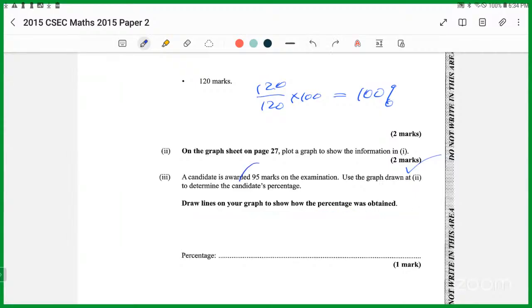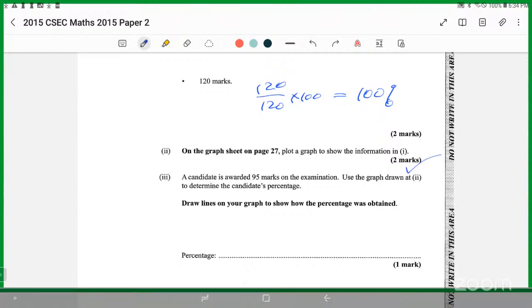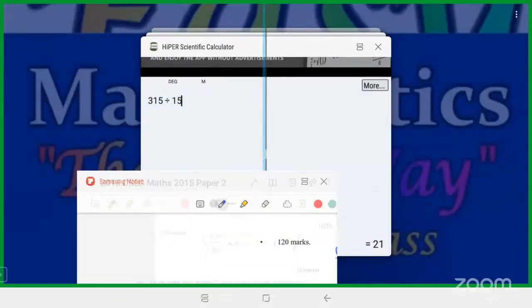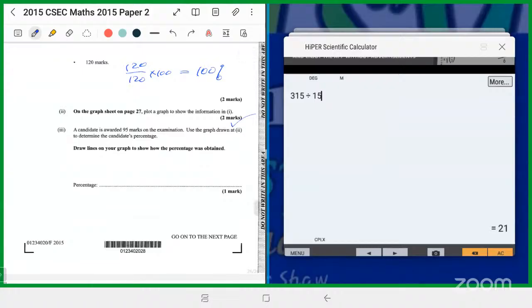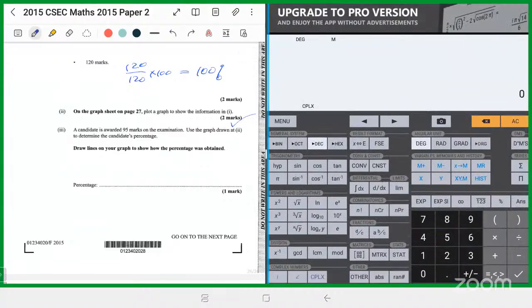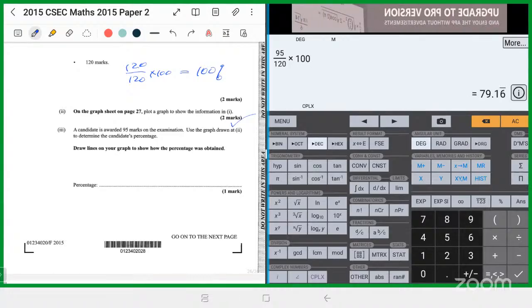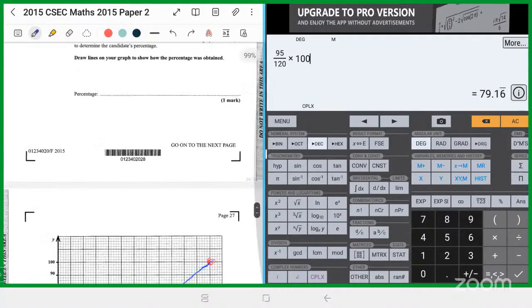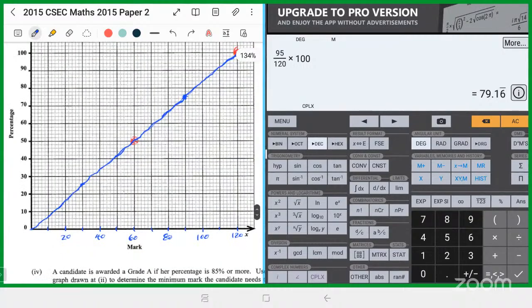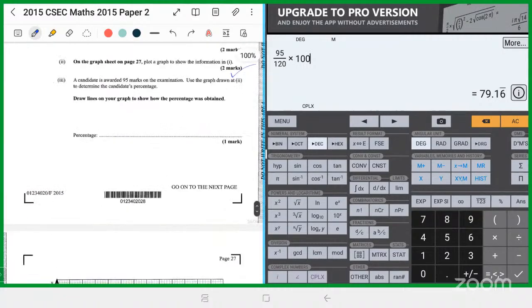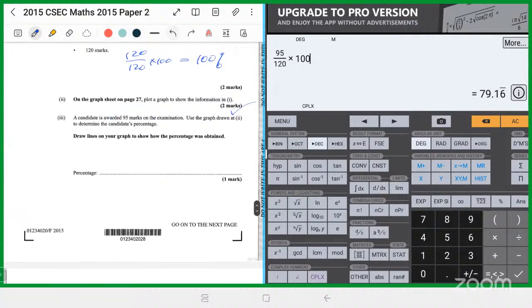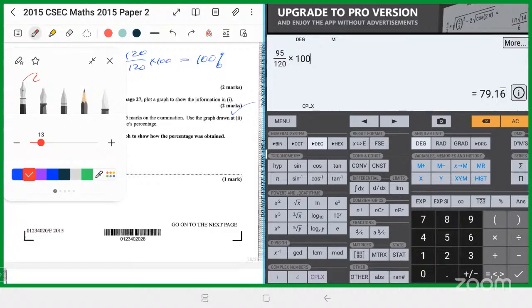We can't actually work this out exactly, so it's 95 out of 120. I would work it out on the side just to see what it's supposed to be, and then make sure the graph kind of matches it. So 95 out of 120 as a percentage is 79.16, so 79%. But you have to find the 95 marks and carry it up on the graph and get the percentage. So let's do that.